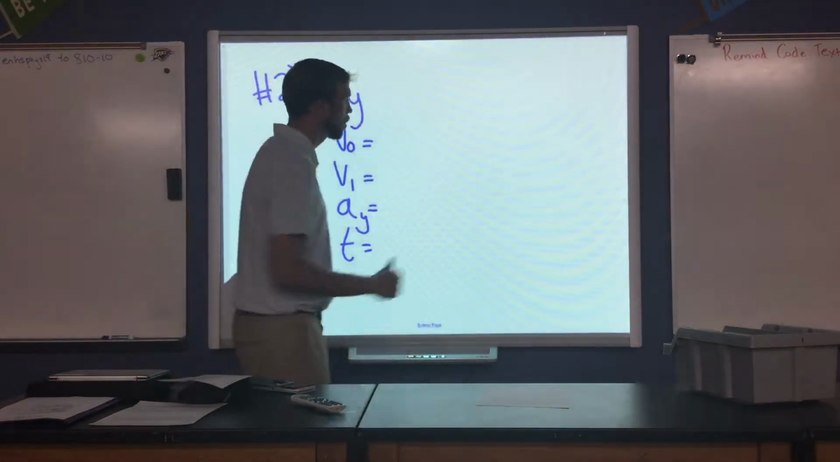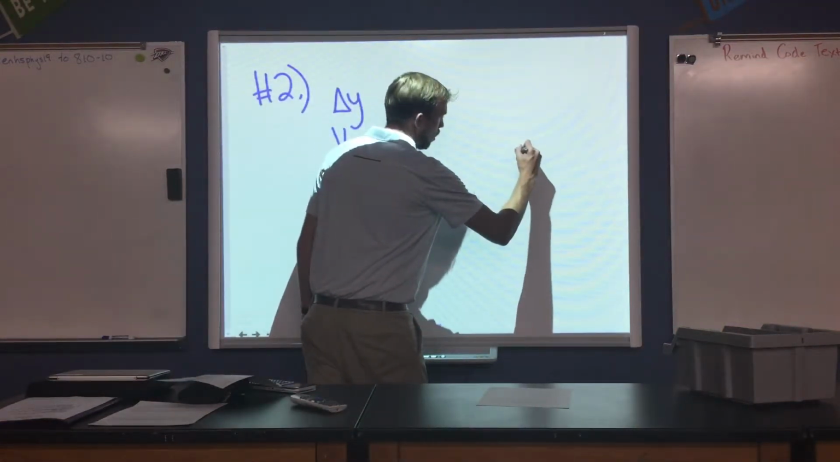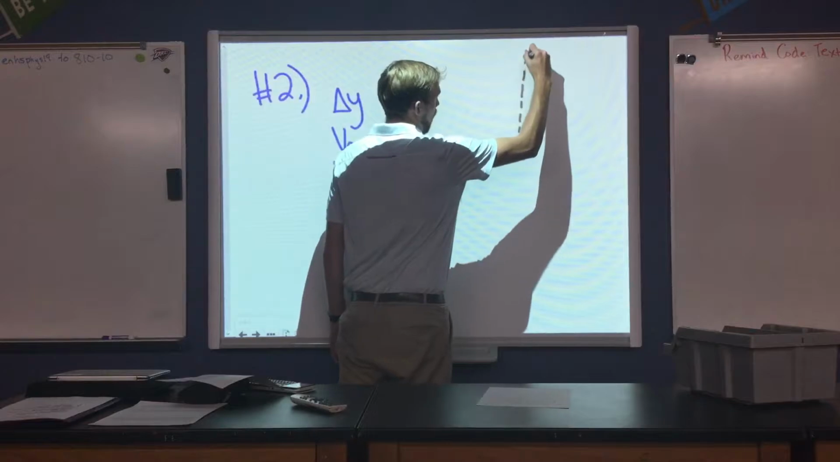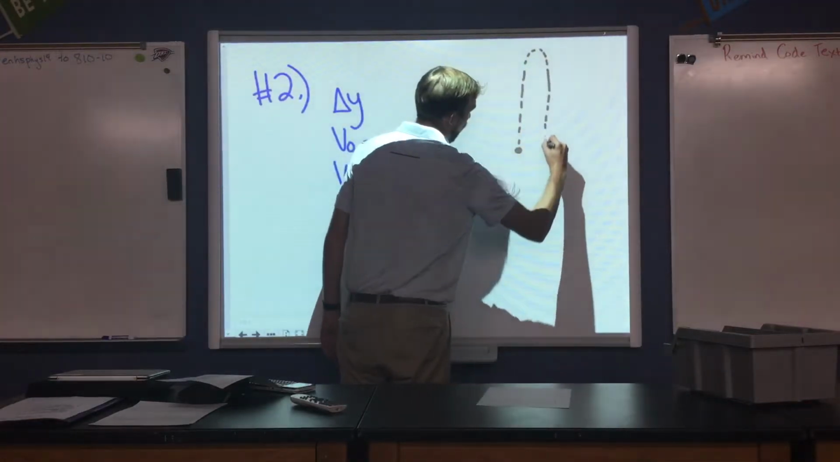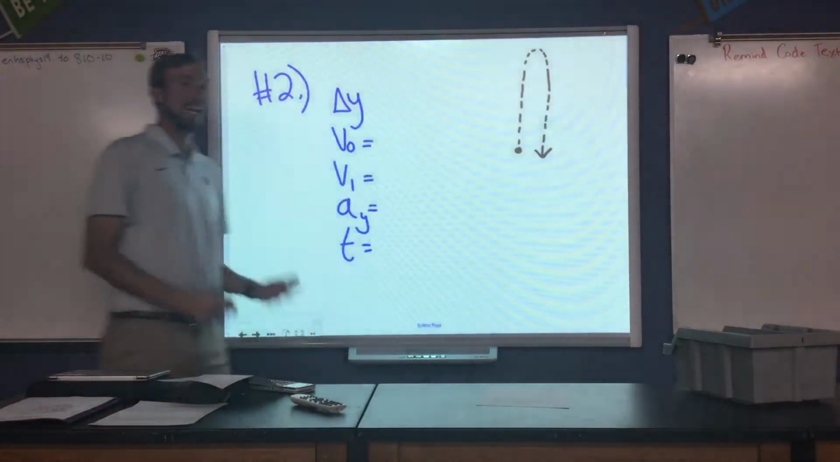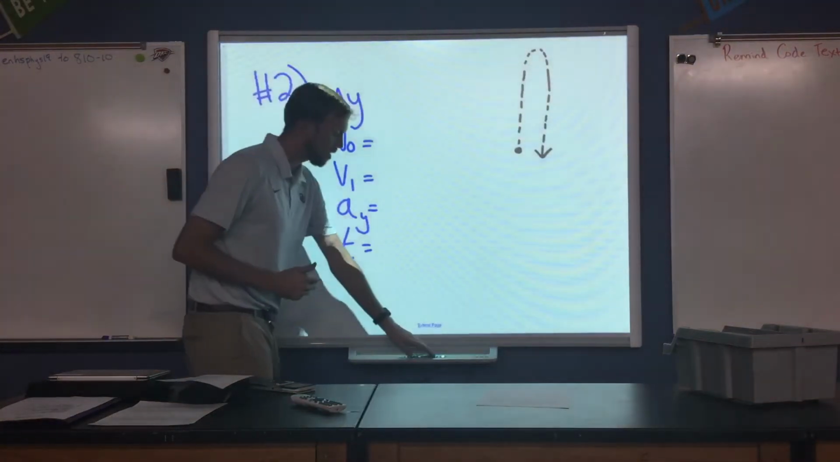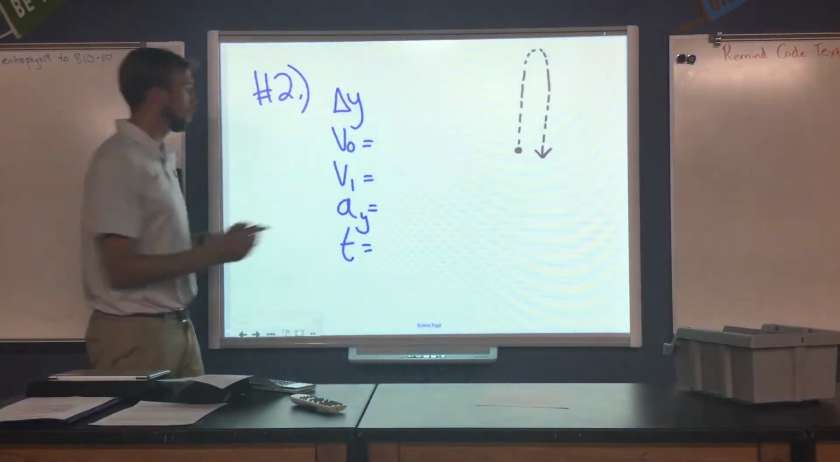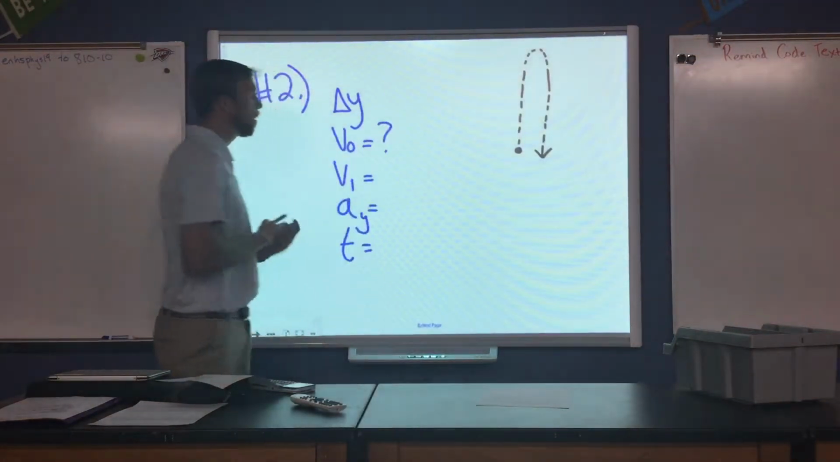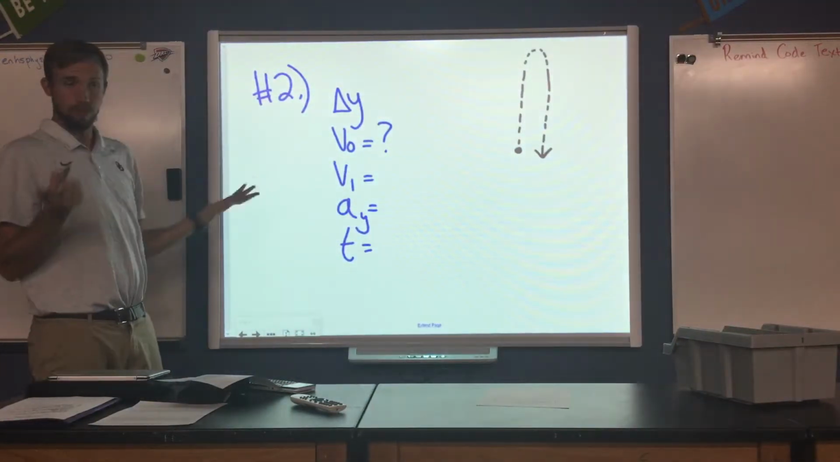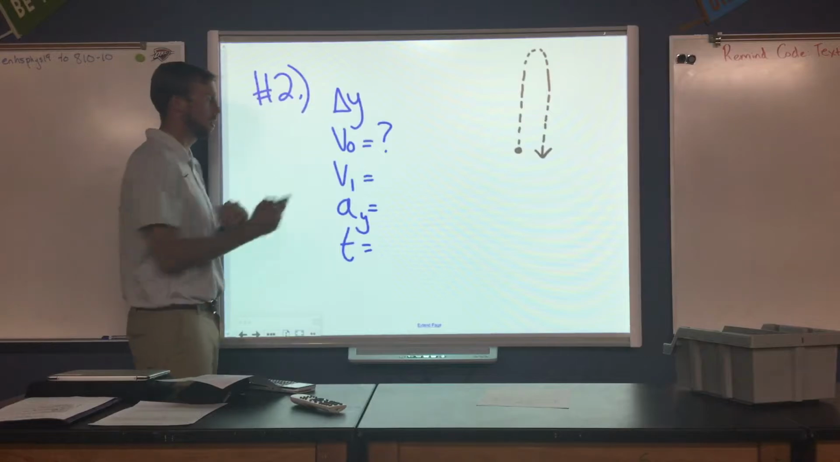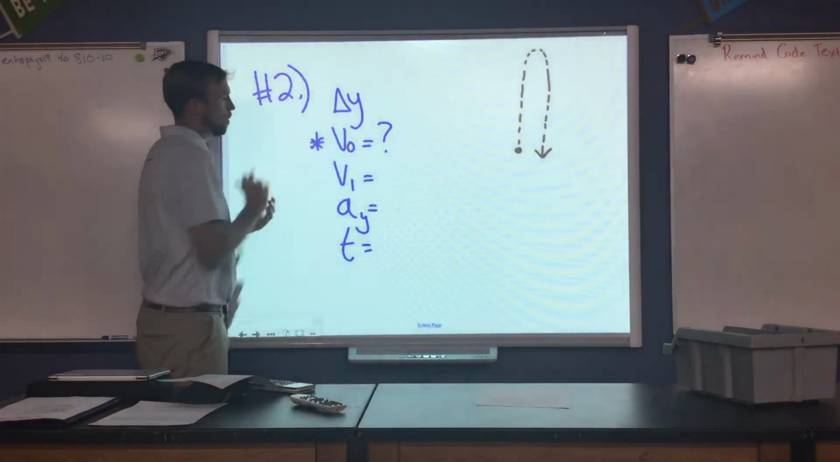Now in our problem, we're essentially taking a marble, launching it up to a height of 3.45 meters, and it's going to come back down. What we are looking for is how fast the marble is launched, or its initial velocity. So I'm going to put a question mark by v0 because this is what we're looking for.